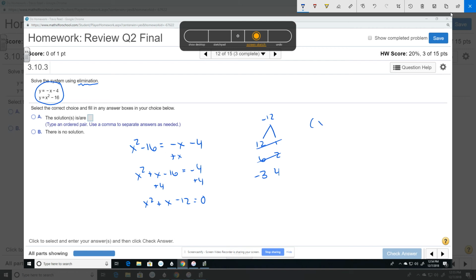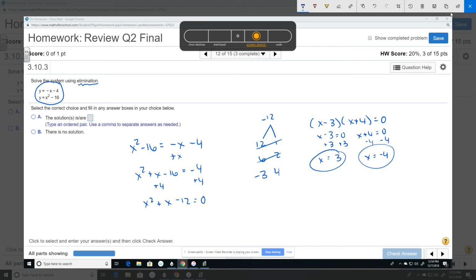So x minus 3 and x plus 4 are equal to 0. So I factored this. And if x minus 3 equals 0 and x plus 4 equals 0, when I add 3 to both sides, x equals 3. And when I minus 4 from both sides, x equals negative 4. So I have my two x values.